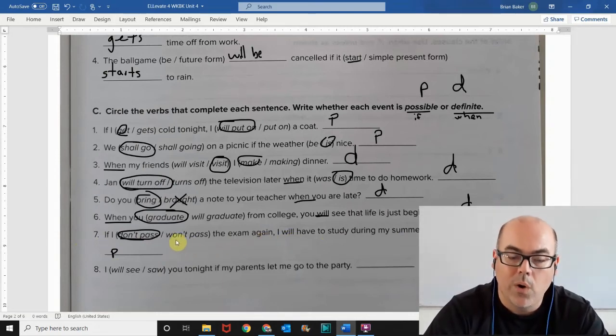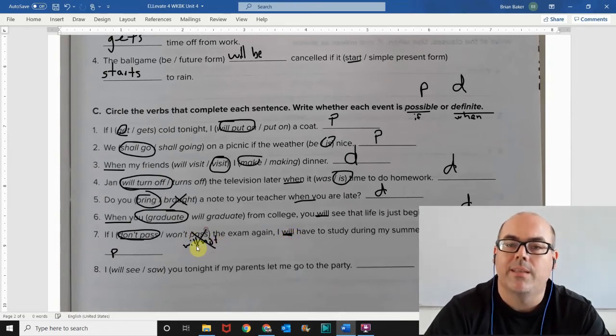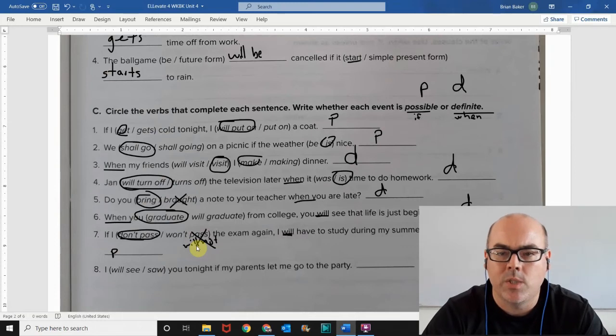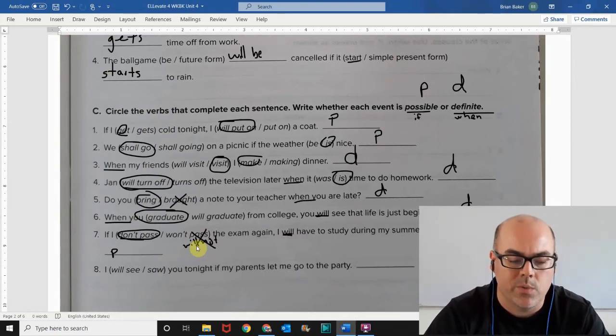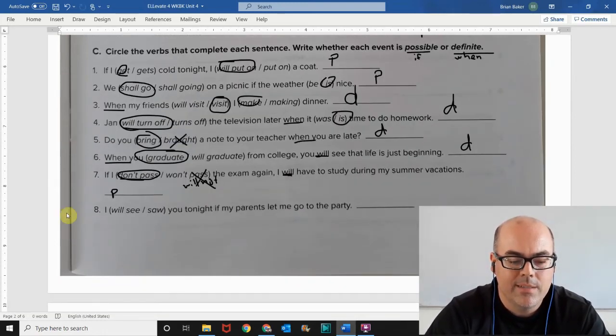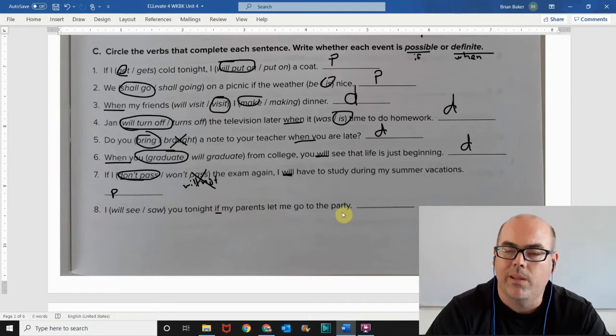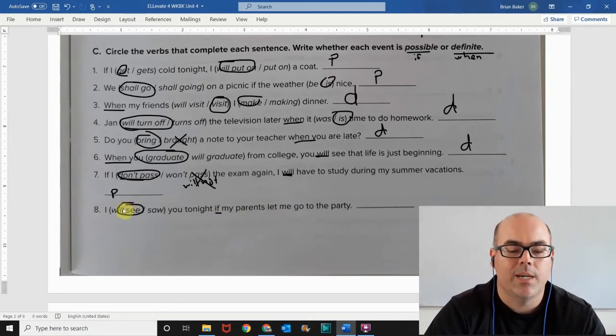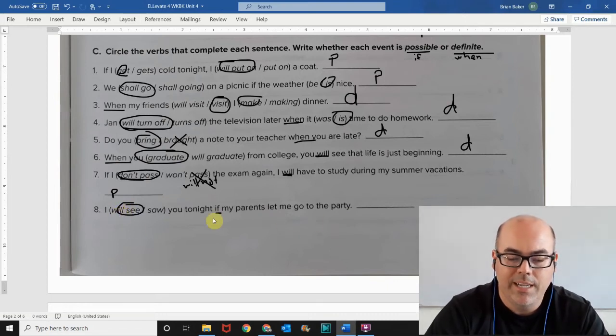So remember, won't is will not, and we already have will here, so we don't need it there. That's a simple way to remember which one to use. And number eight, I blank you tonight if my parents let me go to the party. I will see you tonight if it is possible.